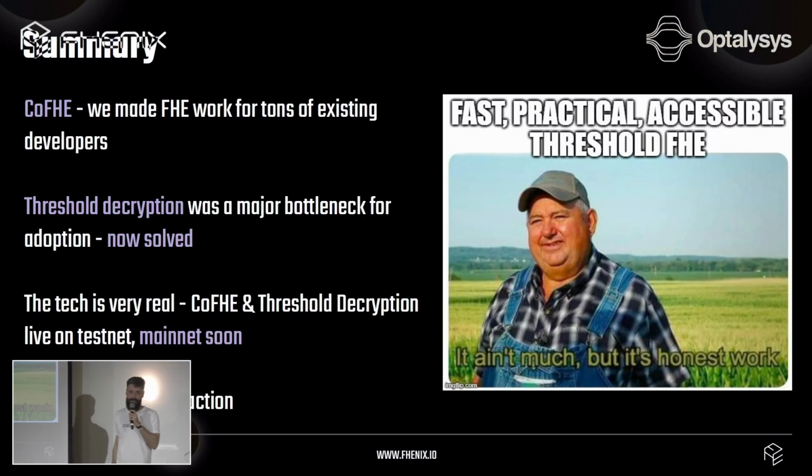To summarize, we built Coffee to make encryption available to as many people, as many developers, as many users as possible. We had a major bottleneck with the decryption speed and performance, and we solved that. And now we feel like it's ready for production. This tech is very real. It's already implemented, not fully optimized. We're still getting better and better results. But Coffee is live. The decryption network and threshold protocol that I showcased is live. And we saw Redact to see it in action.